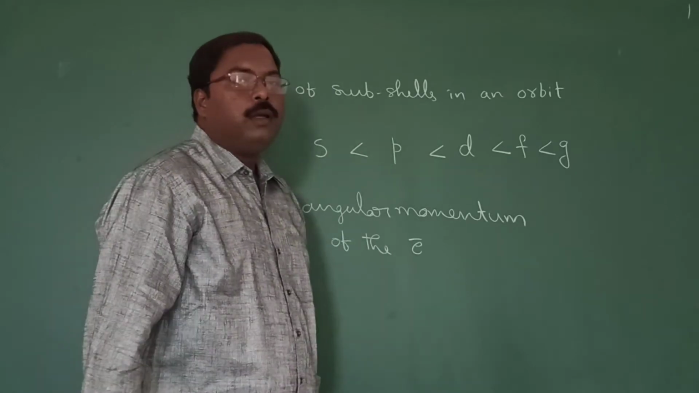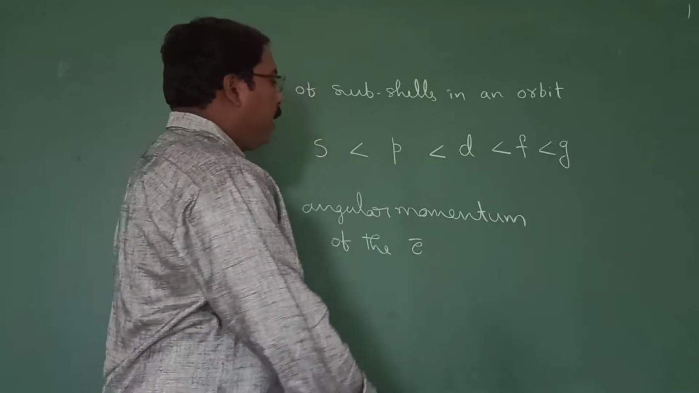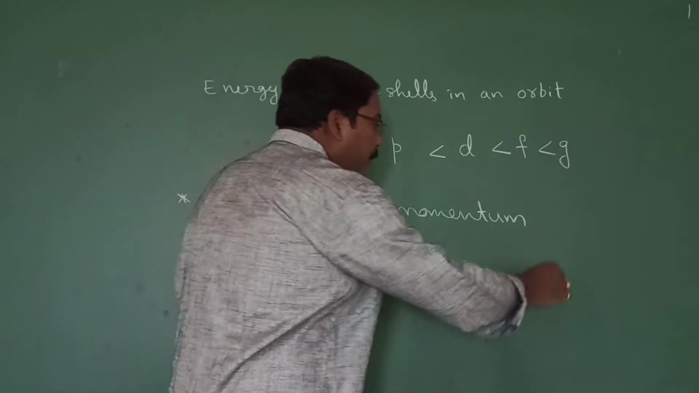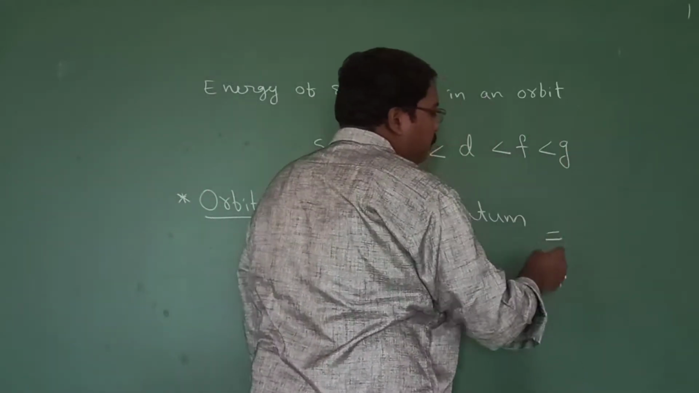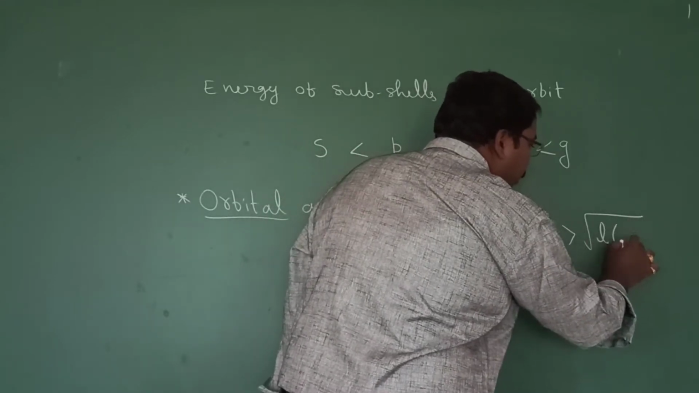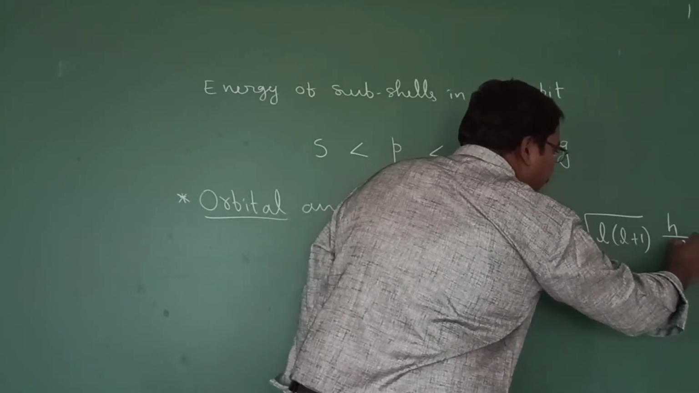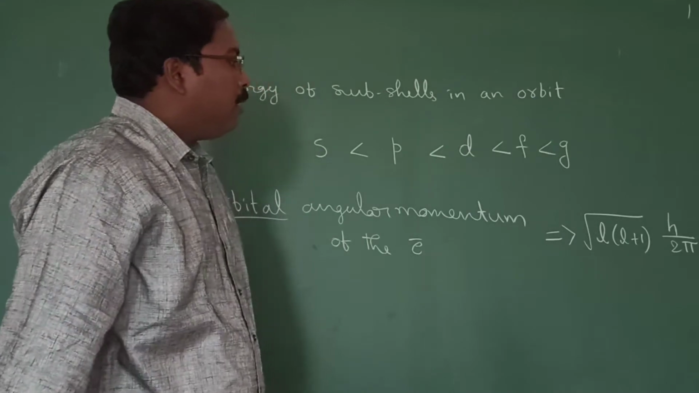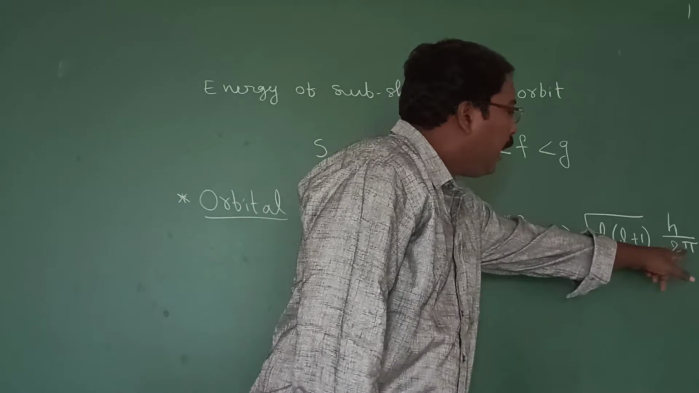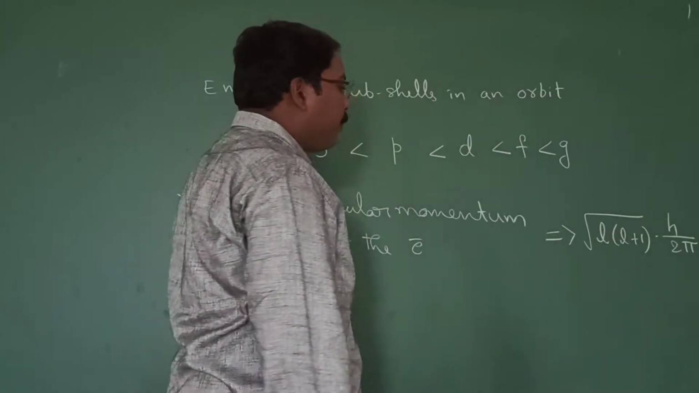According to Bohr, we know the angular momentum of the electron, mvr, is equal to nh by 2 pi. Here, the orbital angular momentum of the electron given by Sommerfeld is equal to root over L into L plus 1, into h by 2 pi. Okay? Root over L into L plus 1, into h by 2 pi. It means for the h by 2 pi there is no square root.